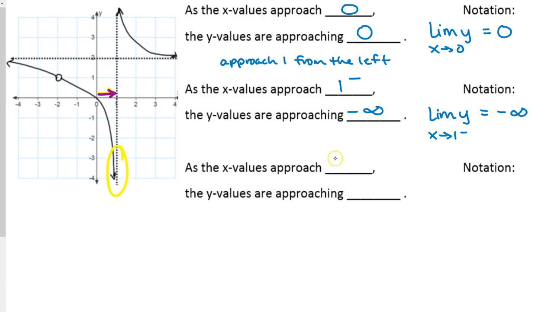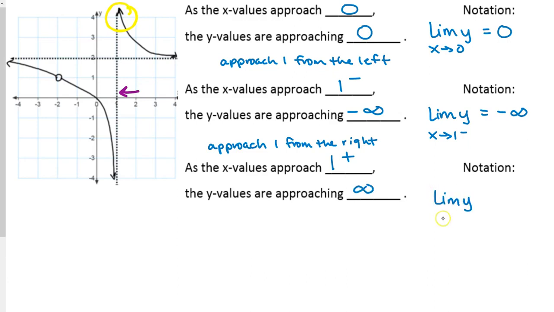And then let's also look at what happens as the x values approach 1 from the right. So we put a little plus sign after it. Sometimes you could say from above or from below instead of saying from the right and from the left. So this one is from the right. Okay, so we are looking at coming in this way. What's the graph doing? The graph's y values are going up toward infinity. So we say the limit of y as x approaches 1 from the right is infinity.